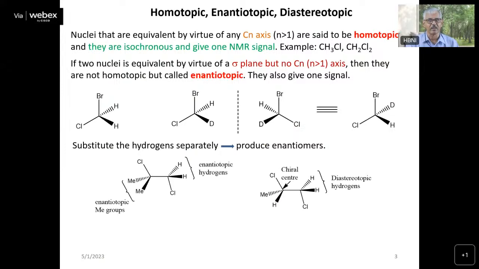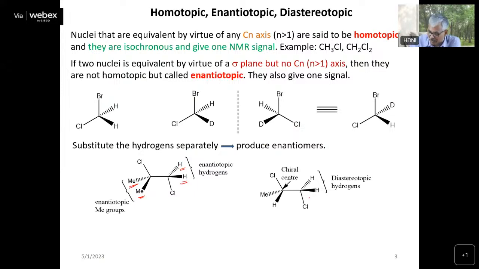You can see this example. These two methyl groups are enantiotopic, because if you do any reaction on this methyl, it will produce one enantiomer, and if you do it on the other, it will give you the other enantiomer. Similarly, these two hydrogens are also enantiotopic. Replace one of them with some other group and you will see one enantiomer, and replacing the other will give you the other enantiomer.